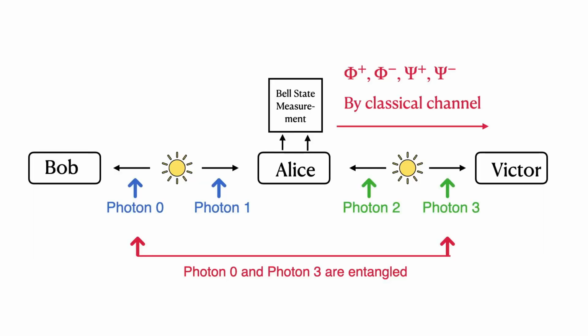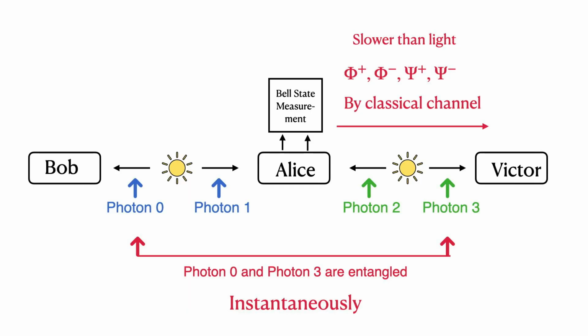Okay, after that, Alice communicates her results to Victor. So which of those 4 Bell states she found. This is what keeps us from being able to use entanglement to communicate faster than light. Photon 0 and photon 3 become entangled instantaneously as far as we can tell from experiments. But Alice has to communicate with Victor by an ordinary means, like she can call him on the phone, she can send him an email, she can send him a letter, whatever. This is ordinary, slower than light communication. And this is necessary for Victor to do something with the entangled particles. But he can still do a lot.